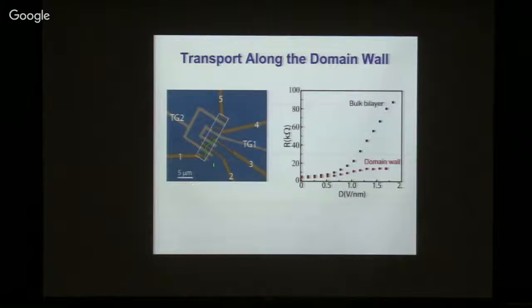On the other hand, when you have a domain wall, what we can see, the resistance initially increases because the bilayer graphene becomes more insulating, but very quickly it actually saturates. So that means when the bilayer graphene becomes insulating enough, all the conductance is dominated by this domain wall. And it shows really along this domain wall, there is a well-defined conducting channel.